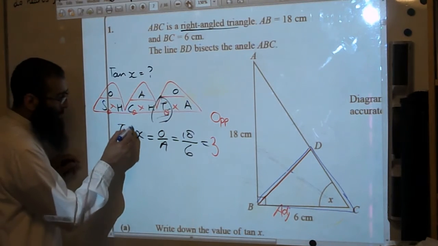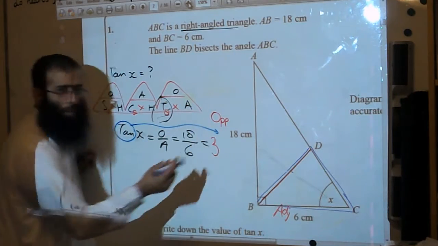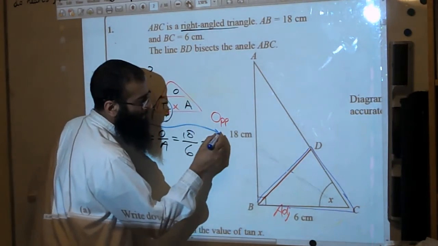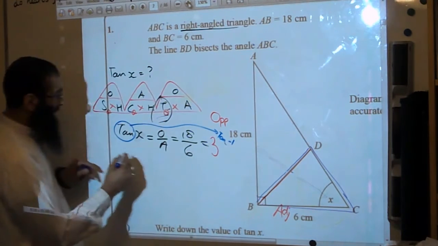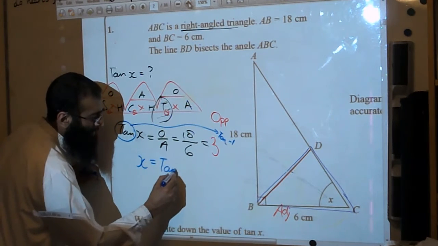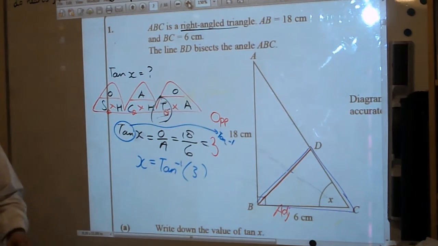Tan minus 1. The opposite of tan is called inverse tan. So on this side we do tan to the minus 1. If I write it down a bit more neatly on the bottom, x is equal to tan to the minus 1 of 3. Okay, now the button we press.